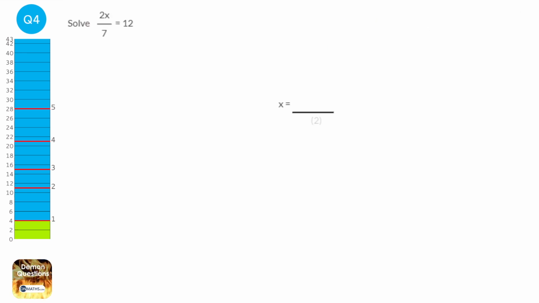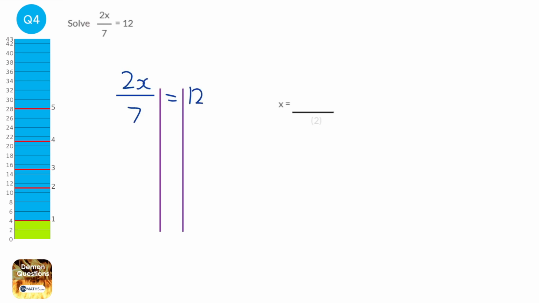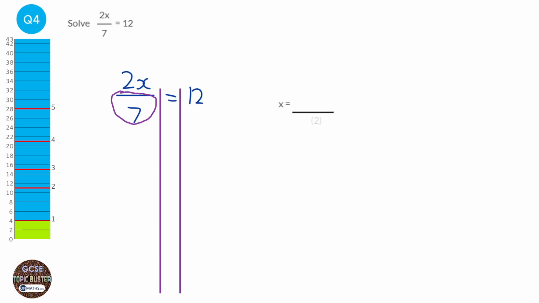So I'm going to write this question again, just a bit bigger, so we've got a bit more space to work with. One of the rules in solving is to get rid of any brackets or fractions. We don't have any brackets, but we definitely have a fraction. We've got this over 7. Now over basically means divide. So to get rid of it, we're going to times both sides by 7.